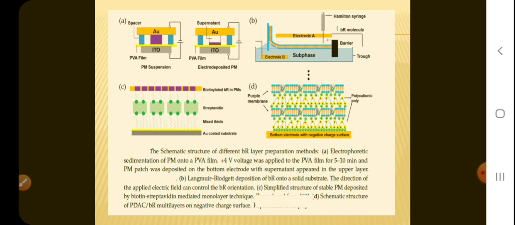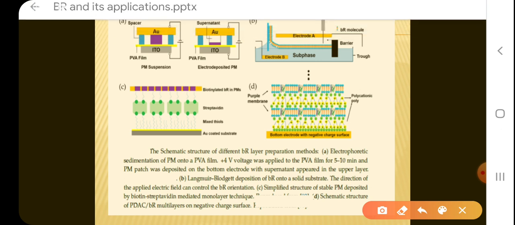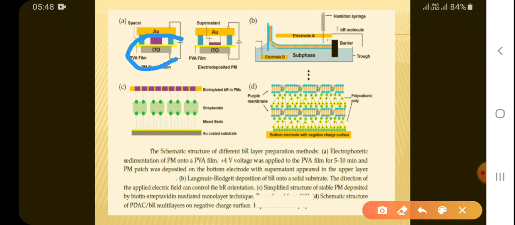So here, how is it done? It's an electrophoretic setup. You are applying 4 volts to the PVA film for 5 to 10 minutes, and the PM patch was deposited at the bottom electrode with supernatant appearing in the upper layer. Here you have the purple membrane suspension. After application of the 4 volts, it gets deposited on this membrane.